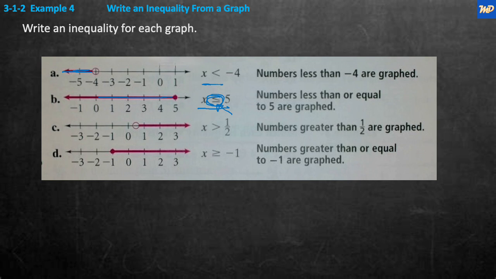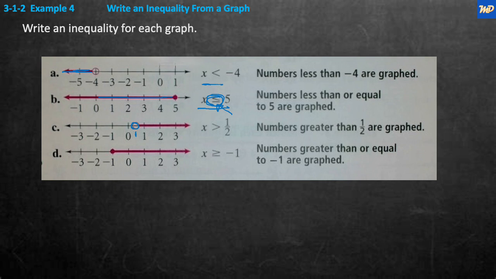So here x is less than or equal to 5. How about C? C says x is greater than 1/2. Well, where is 1/2? It says greater than, it doesn't say equal to 1/2. So we're going to find 1/2. Apparently it's right about here, and we're going to put a circle around it. Right there.